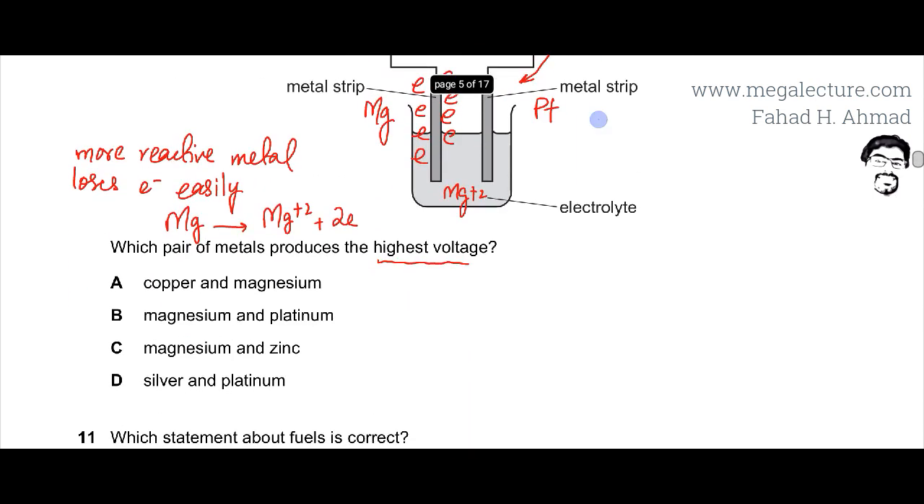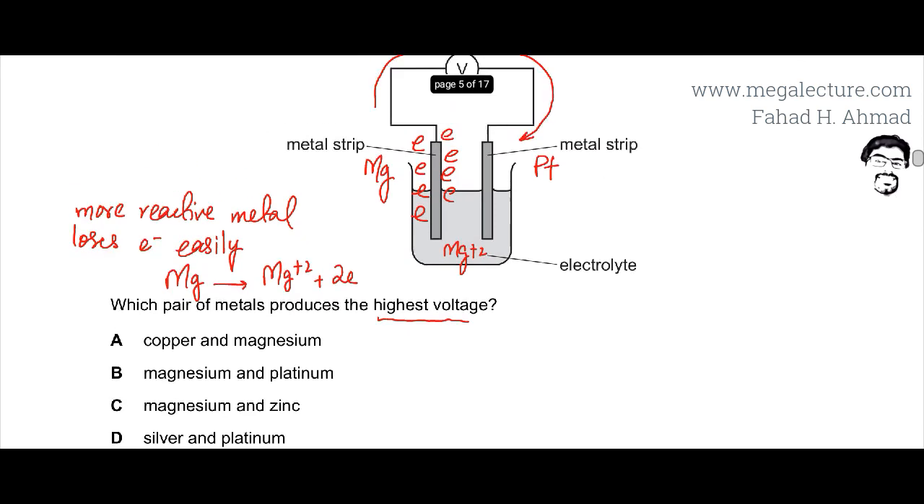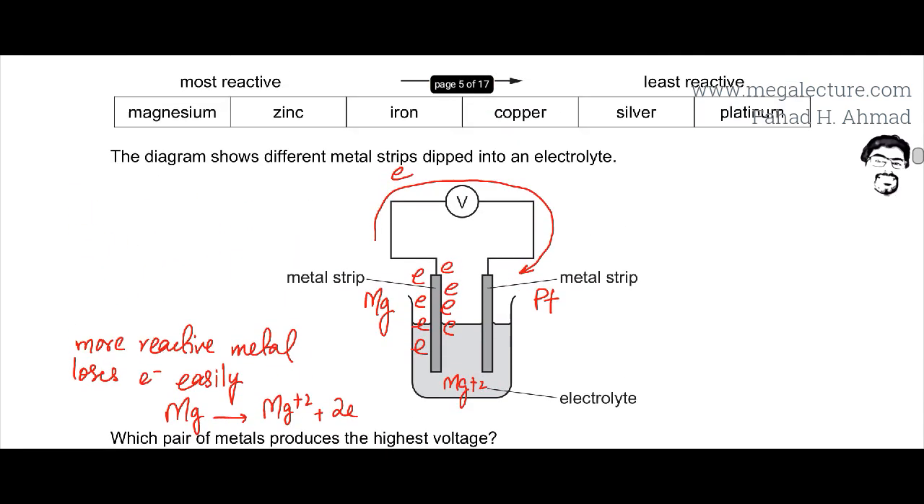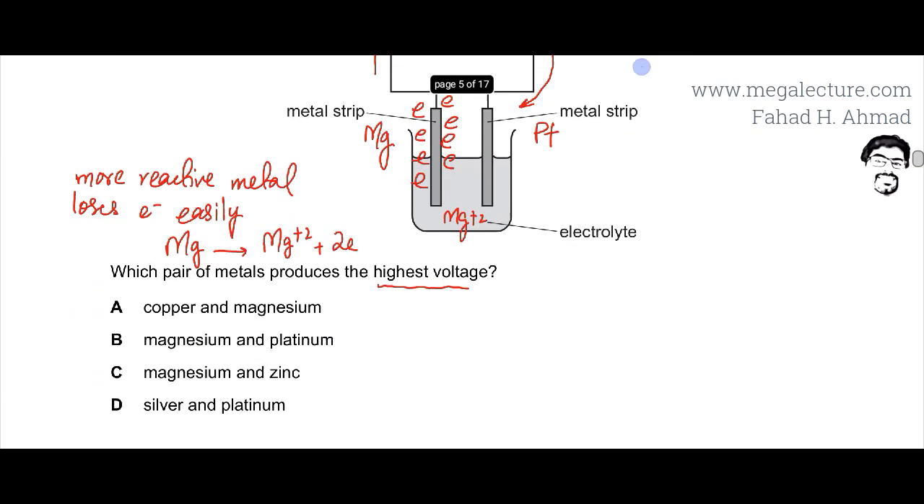So in our options, we have which pair of metals produces the highest voltage. You have copper and magnesium. So if you look at the reactivity series that they have given us, copper and magnesium, the difference in reactivity is large, so it would be a higher voltage produced. But let's compare it with the other ones.